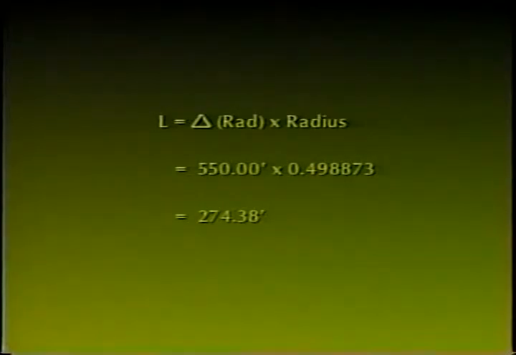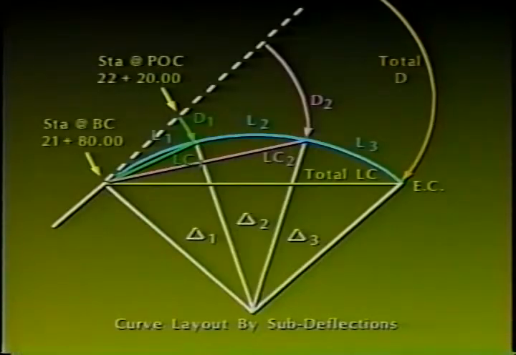Calculation of the total arc length is shown on this graphic. The computation is total arc equals 550 feet times 28 degrees, 35 minutes, and 0 seconds, expressed in radians, or 0.498873. This equals 274.38 feet. Considering the subarc defined as L sub 1, we determine it has an arc length of 40 feet. This is based on the stationing of the BC being 21 plus 80, and the station of POC sub 1 being 22 plus 20.